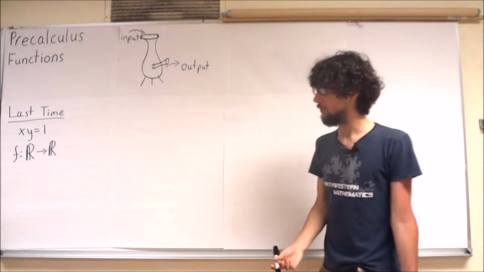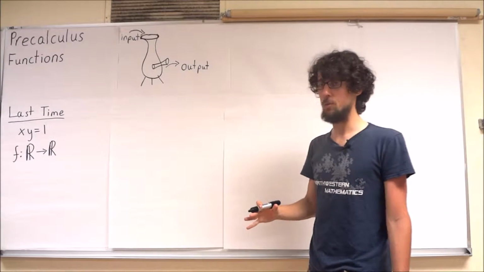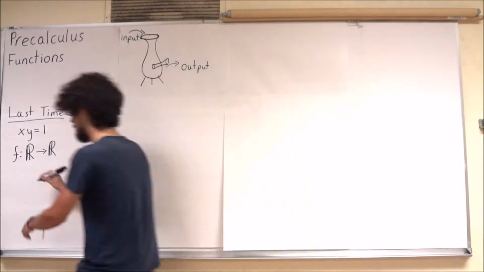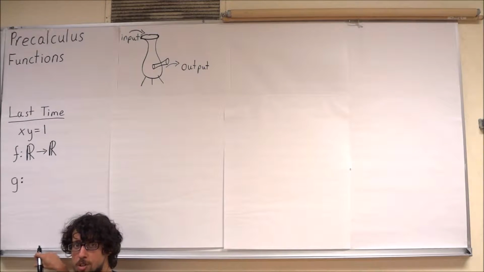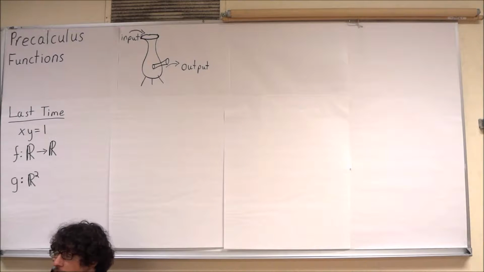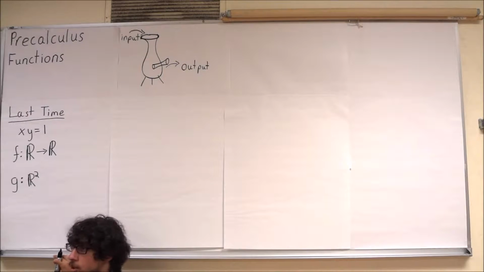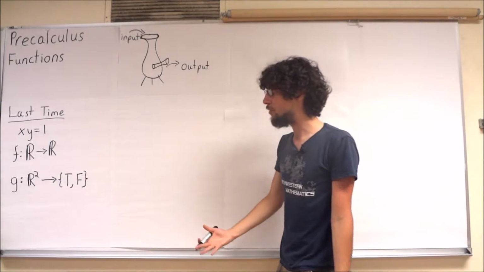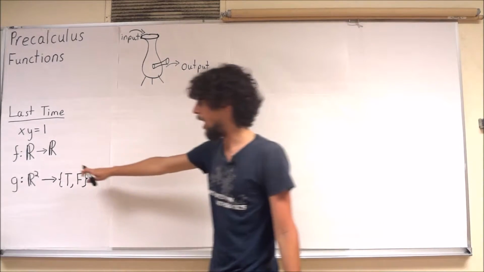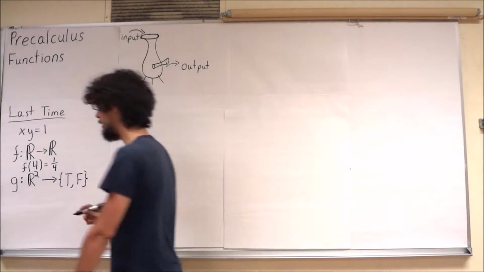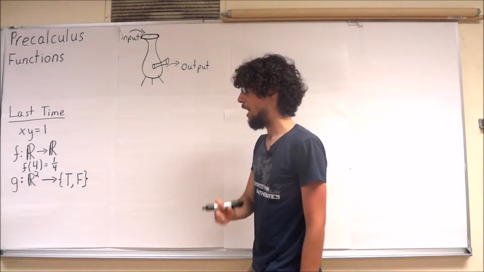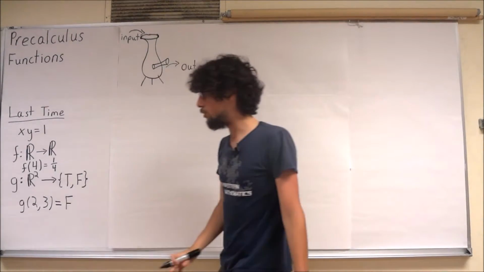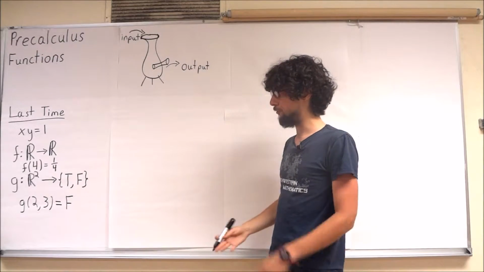On the other hand, our second interpretation of g was quite different. This was our Boolean interpretation. The input of g was an ordered pair, and the output of g was either a T or an F for true or false. To give an example of each of these, here I could write that f of 4 equals 1/4, and for g I could write that g of (2, 3) equals F.